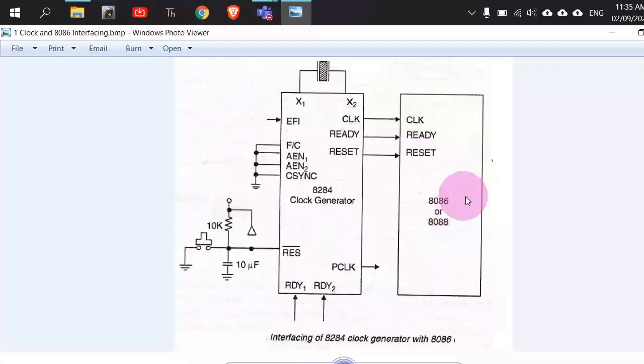And in the last lecture only, we paid attention to this 8284 clock generator chip because, as we discussed, in 8086 or 8088 there is no input for a crystal oscillator. There is only a single input for the clock. If you see the pin diagram, there is a single input for the clock.